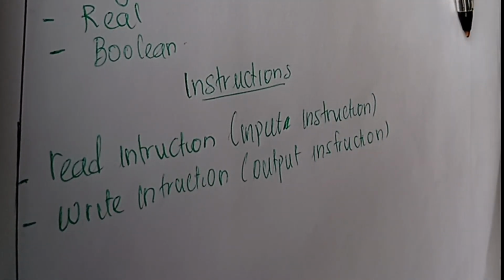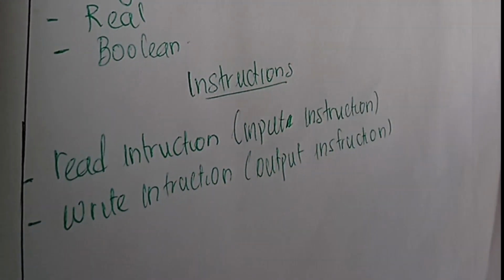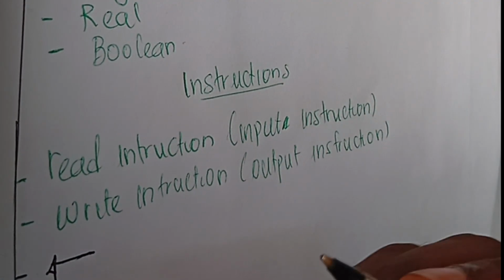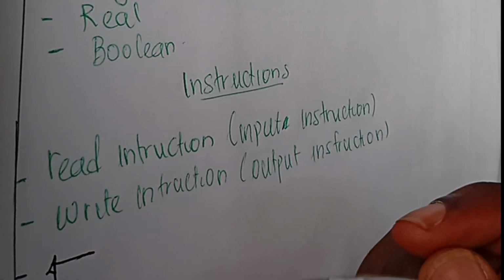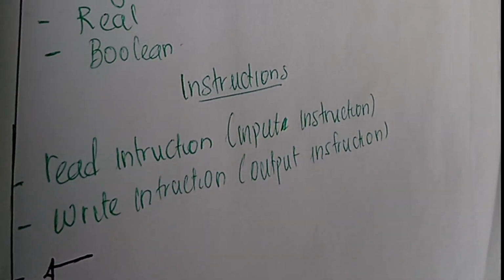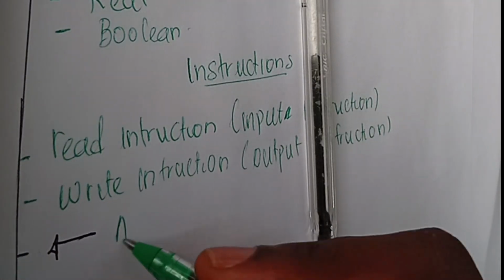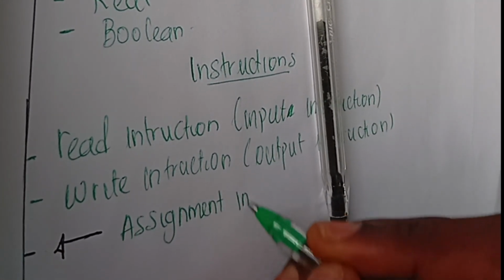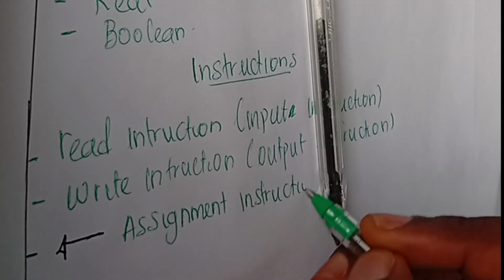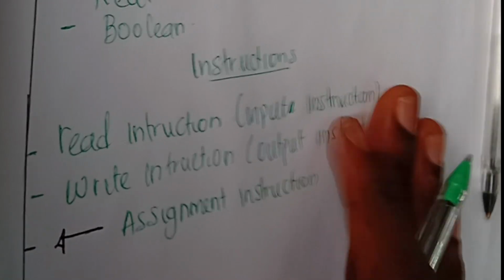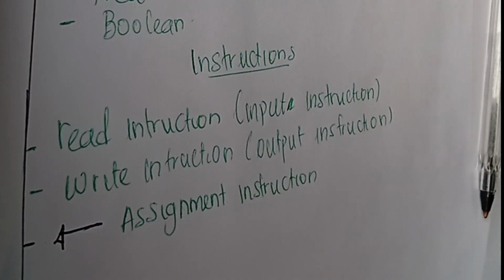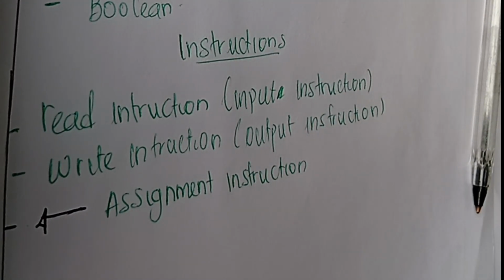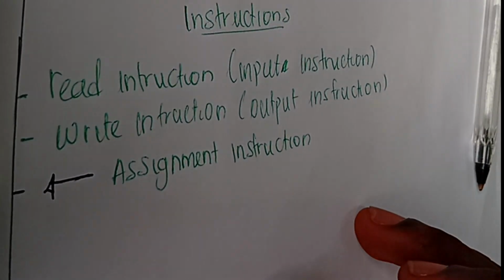Now we have the assignment operator. It is used to assign values, and it looks like this, an arrow. So it's the assignment instruction. We are going to limit ourselves to these instructions, and with that, I believe we should be able to start an application of an algorithm.